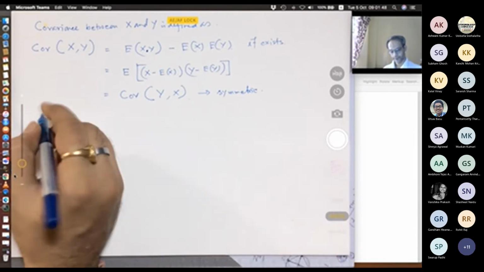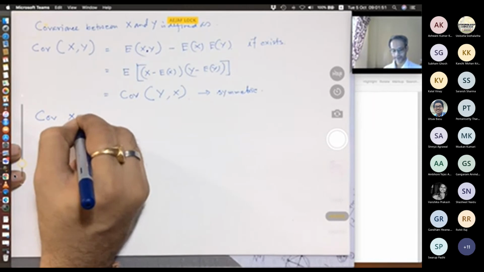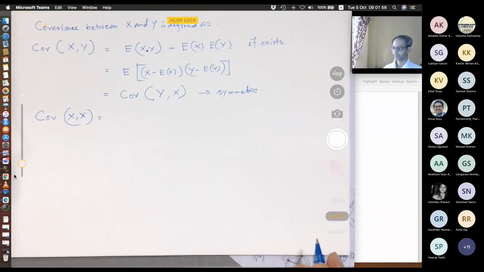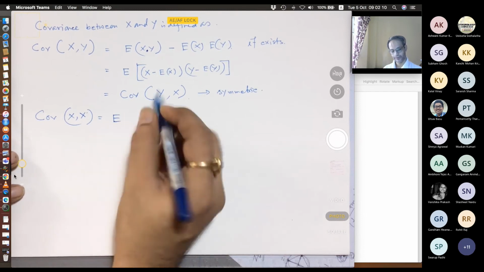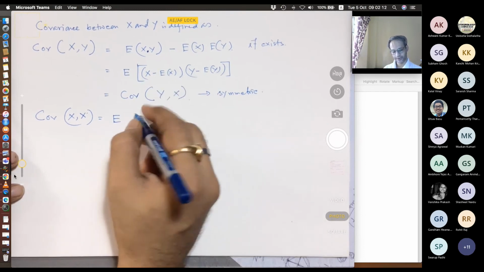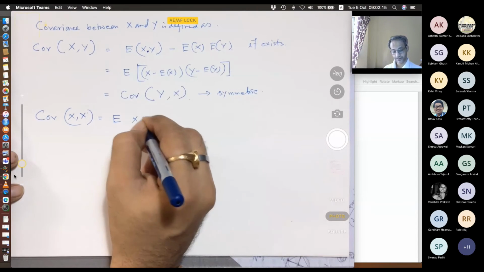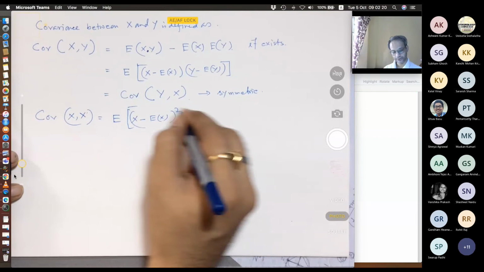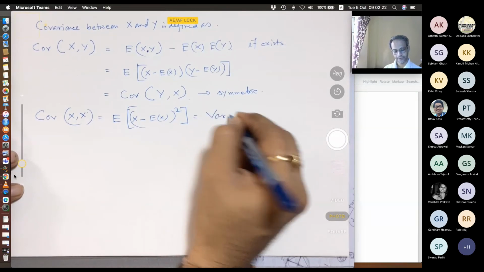Now, can you please tell me what will be the covariance of X and X? If I write covariance of X and X, what will be its interpretation? Variance of X. Yes, correct. Going by this line, it is expectation of (X minus expectation of X) whole square. So this is variance of X.